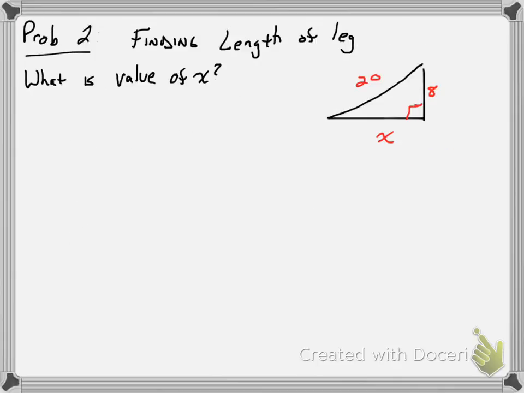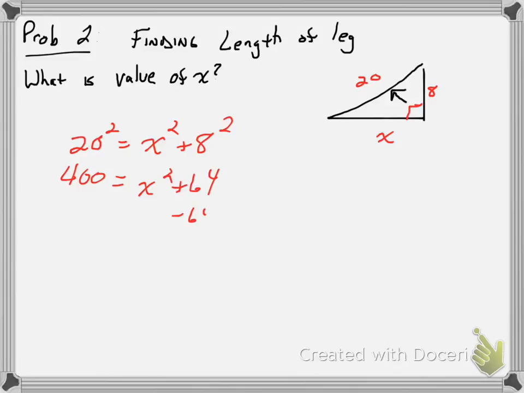Problem 2, you want to find the length of the leg. So again, let's identify my hypotenuse right there. Okay? Hypotenuse is 20, so I start with that. 20 squared equals x squared plus 8 squared. That gives me 400 equals x squared plus 64. Subtract the 64 both sides. I end up with x squared equals 336. Take the square root of both sides. I get x equals the square root of 336.